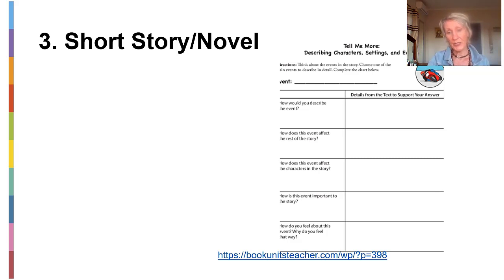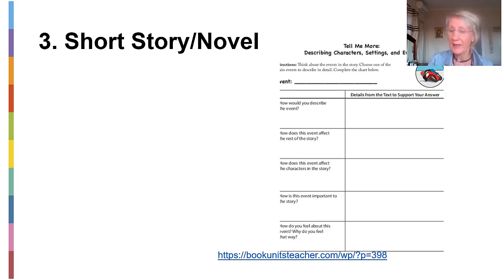And so you could read these questions there. I've put in the link as well, so you can actually go and read it. Let me just have a look at what it says here. How would you describe the event? How does the event affect the rest of the story? How does the event affect the characters in the story? It's all about the event in the story. What is the event? Why is this event important to the story?